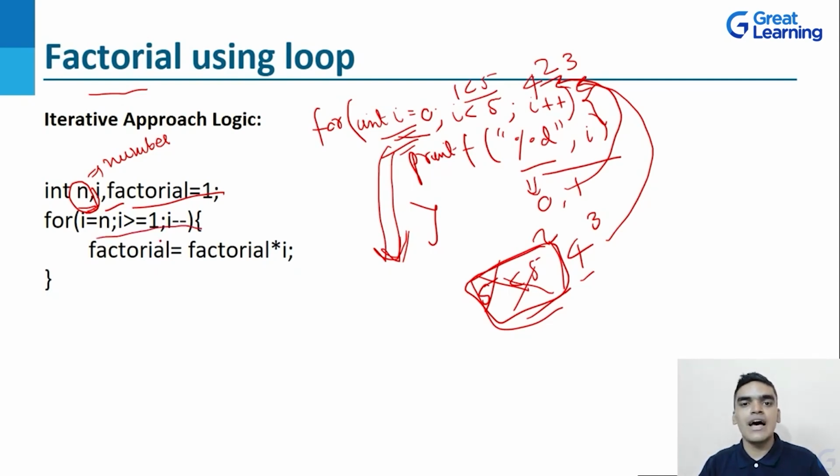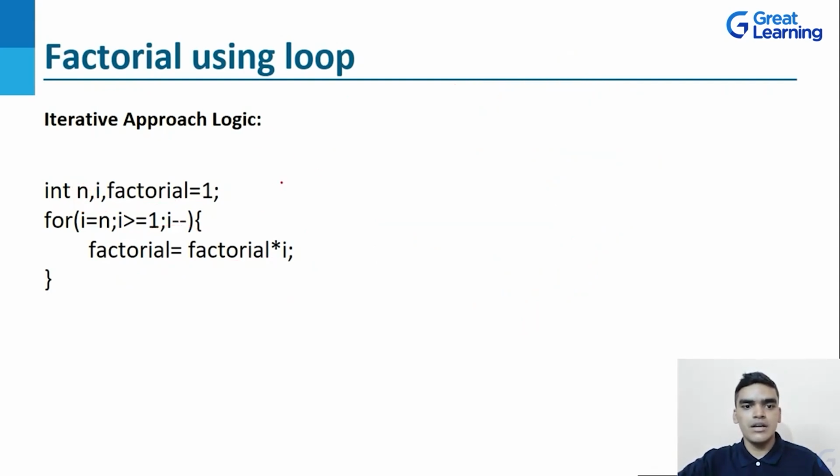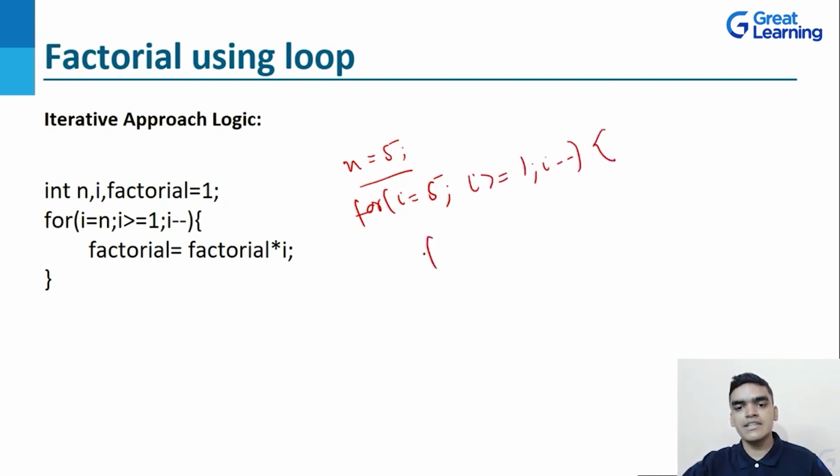Now what I will do here is implement a for loop, and inside this for loop I will give this condition. So this is my logic. Now let's see how the for loop works. Here you can see that if I give n value equal to 5, just see the loop. Here the i value will be 5, and i is greater than or equal to 1, and i minus minus, right? And inside this I have given the logic factorial equal to factorial into i. Now the factorial value, I have already initialized to 1, so it will be 1.